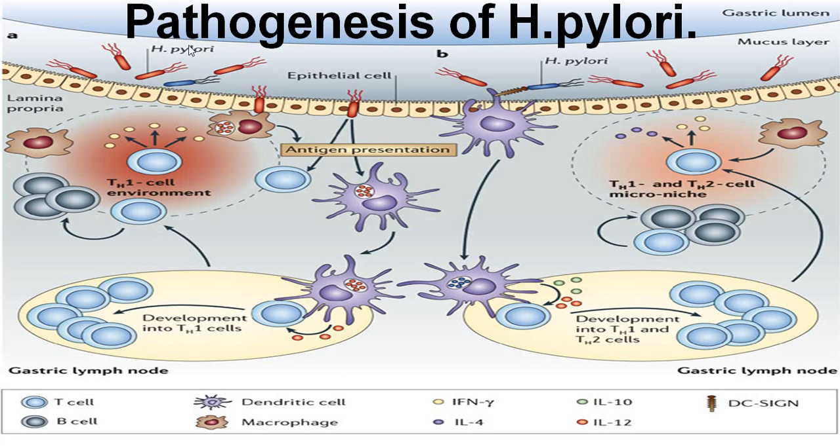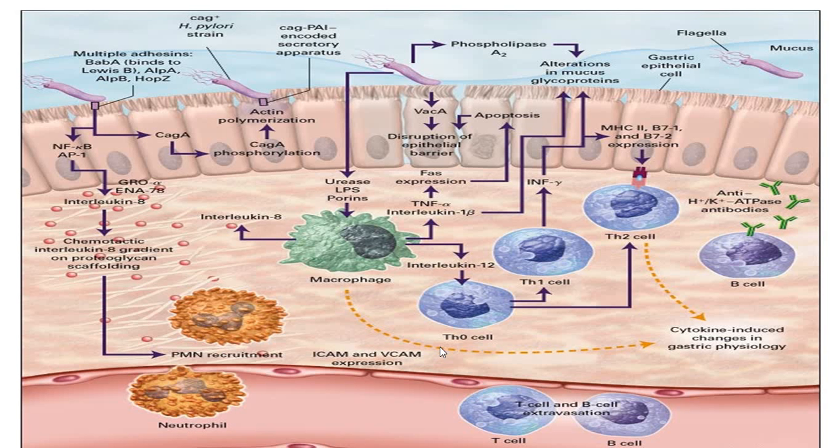And this is again a complicated slide showing the response of T cells, development of immune response, gastric lymph nodes, T cell manufacture, etc. The antigen of this H. pylori will be presented to the T cells, and then you will have an immune response. Complicated. I am not going into detail. Even I get confused.